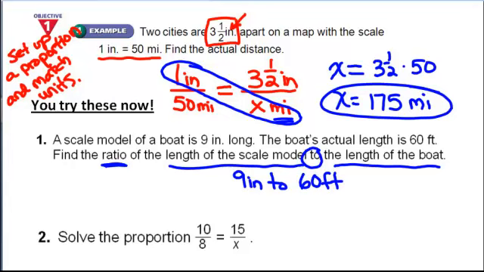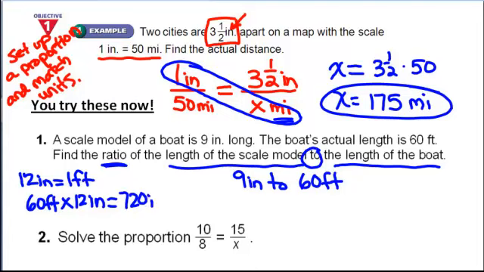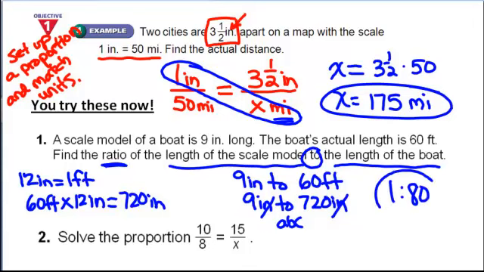Don't forget, you need to convert. 12 inches is really equal to 1 foot. So I'm going to take my 60 feet and multiply it by 12 inches to convert. And 60 times 12 is equal to 720 inches. So now I have 9 inches to 720 inches. The inches go away, and I use my ABC button to lower this down. 9 to 720 is 1 to 80. That is my final answer of the ratio.